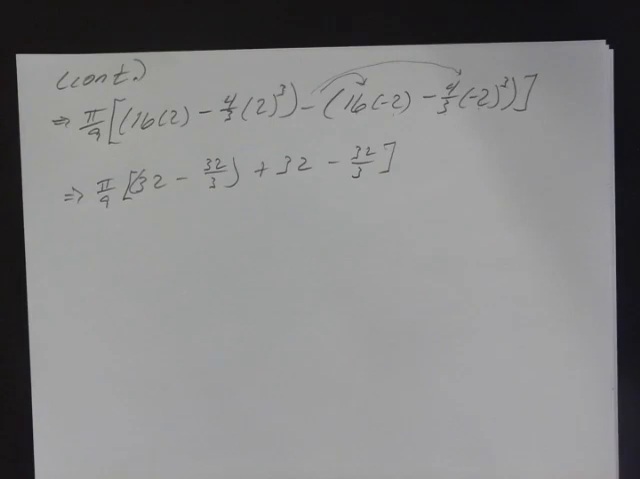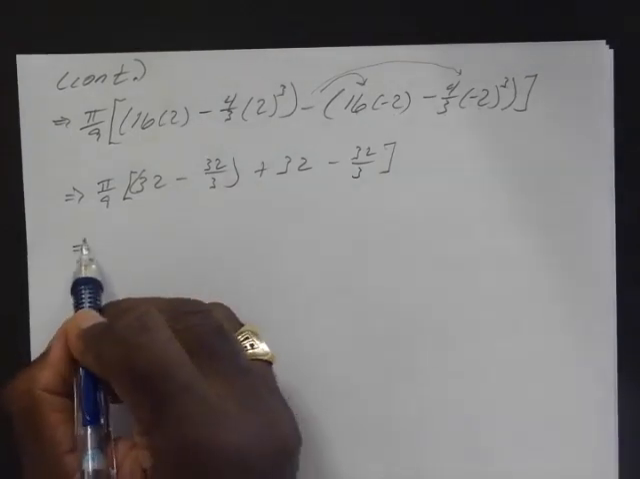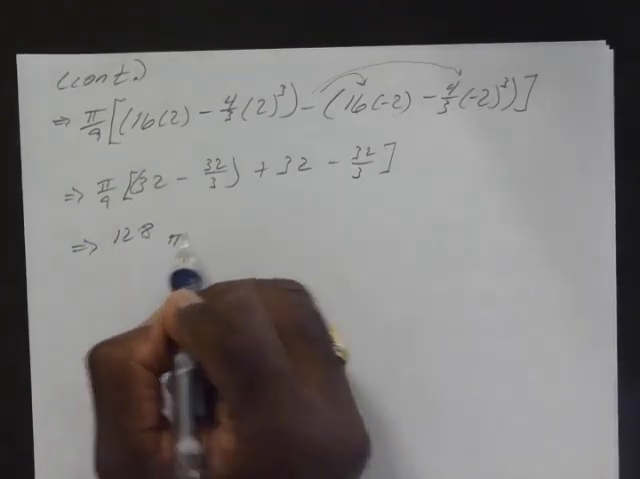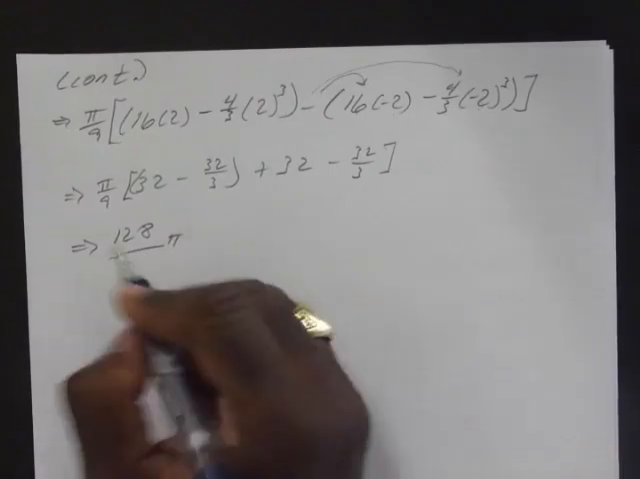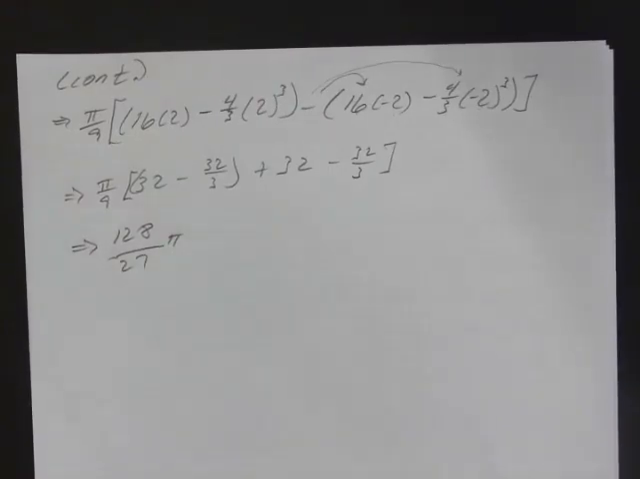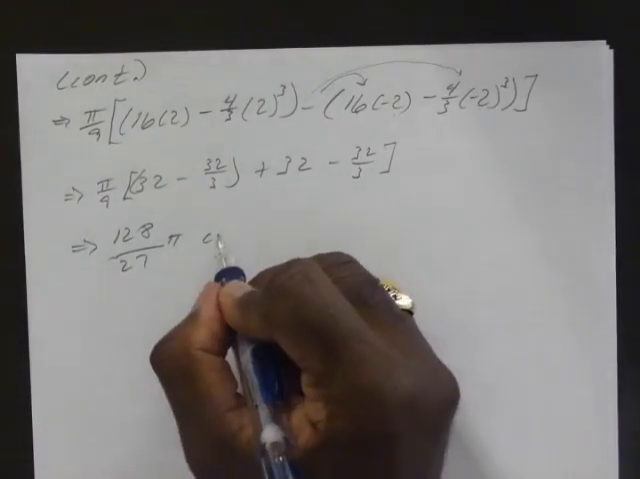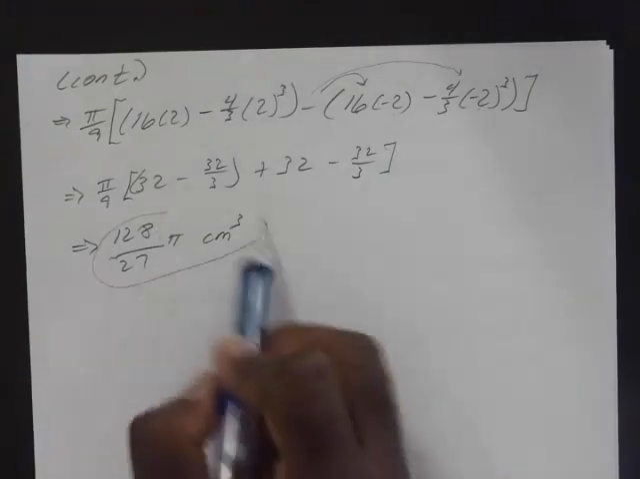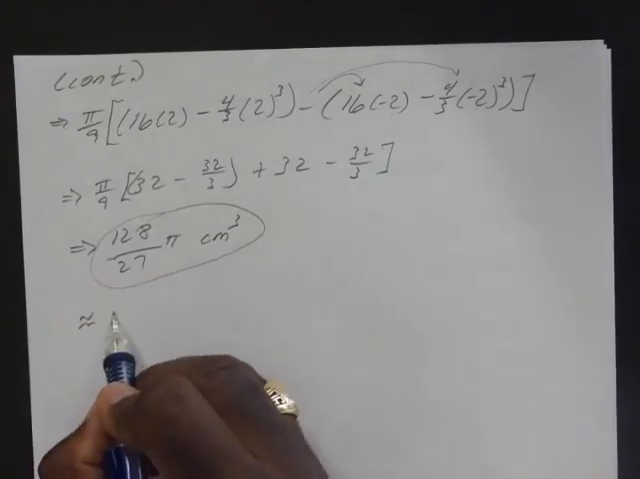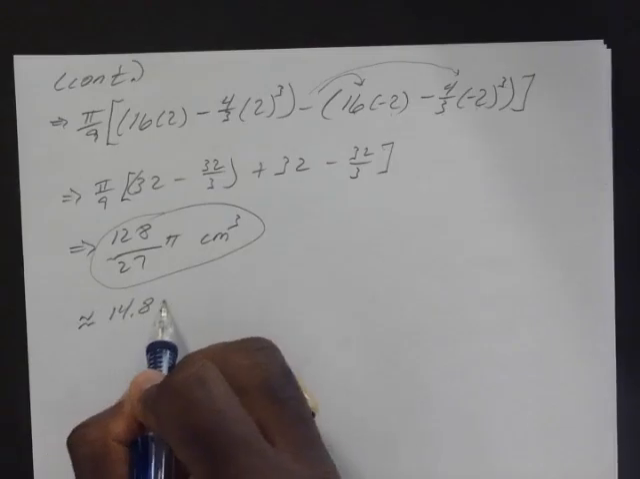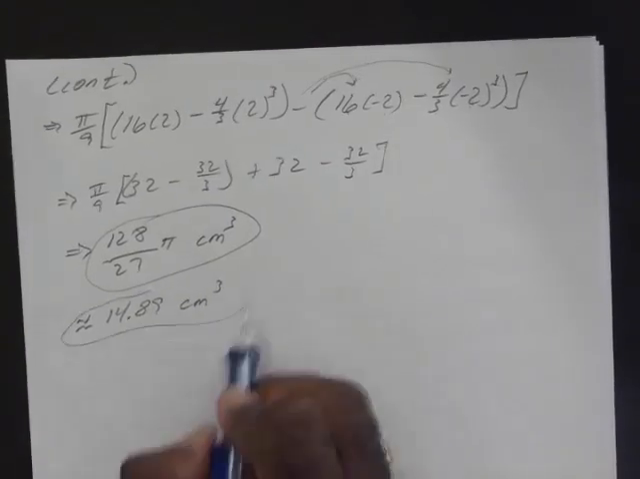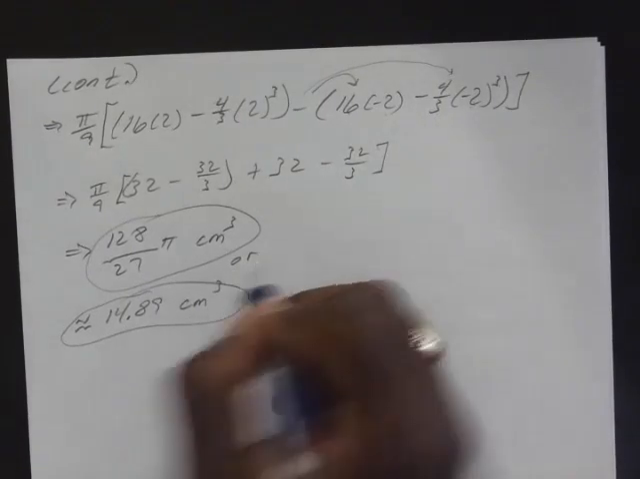So if we go ahead and combine like terms, we end up with 128 pi, well, 128 divided by 27 pi cubic centimeters. That's if they want the exact answer. But if you plug that into your calculator, you should get around 14.89 cubic centimeters. And again, they'll usually tell you.